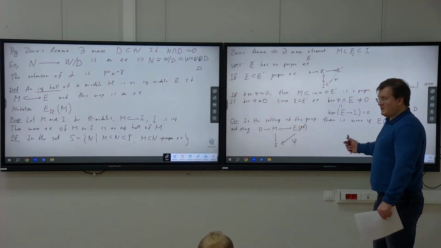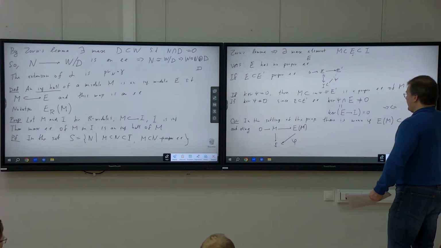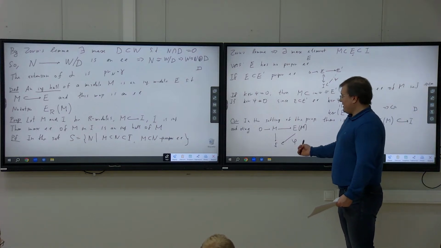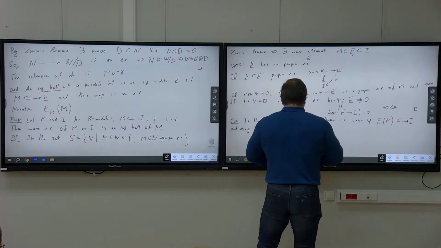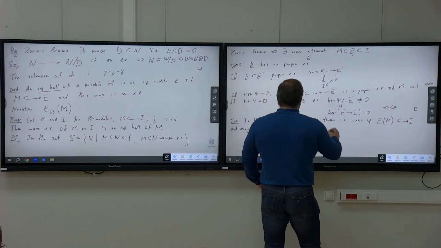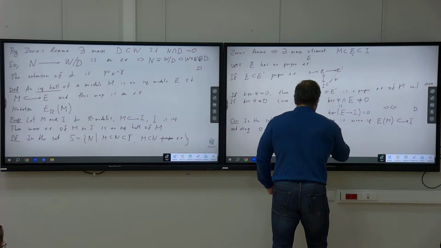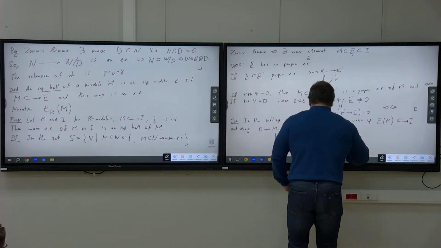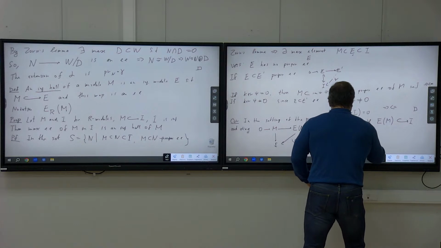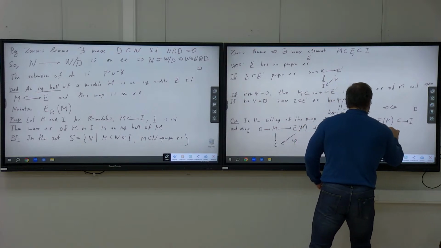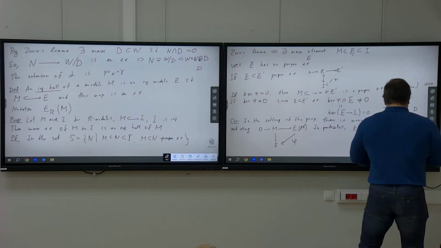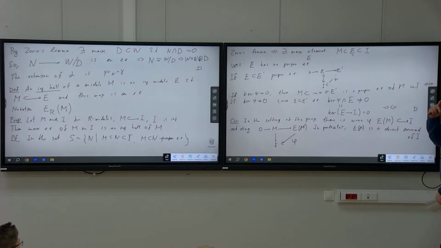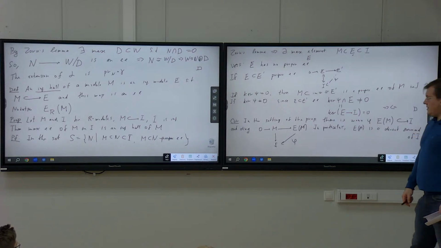Yeah, so sorry, I'm just formulating what I have. I have this monomorphism, and the diagram is commutative. Well, I assume you agree that the diagram is commutative by construction. And in particular, E of M is a direct summand of I. So you can see that in this sense, this is the minimal injective module containing the given module, right?